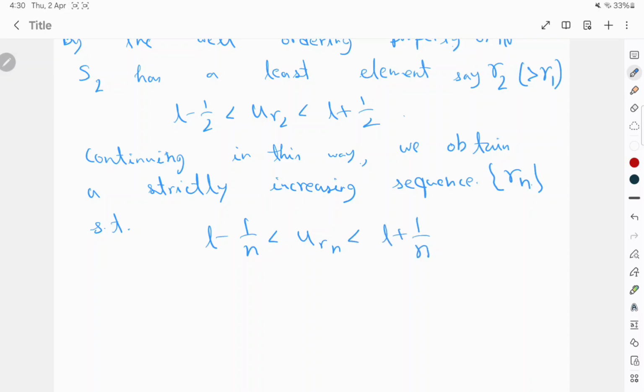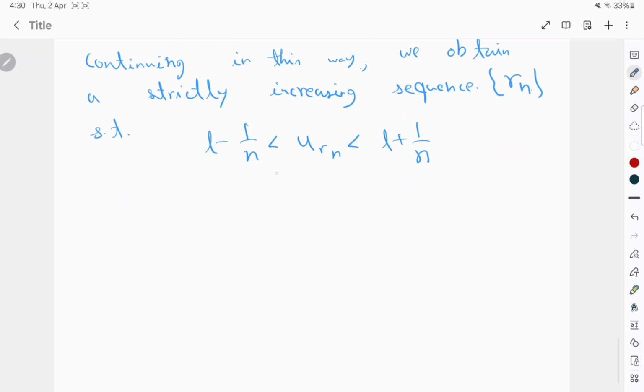Now tell me, if you make n tend to infinity, what do you have? You can use the sandwich theorem also. Obviously U Rn will go to L, right? Because this is also going to L and this is also going to L. So U Rn will go to L, for n belonging to the natural numbers. You can use the sandwich theorem, no issue.